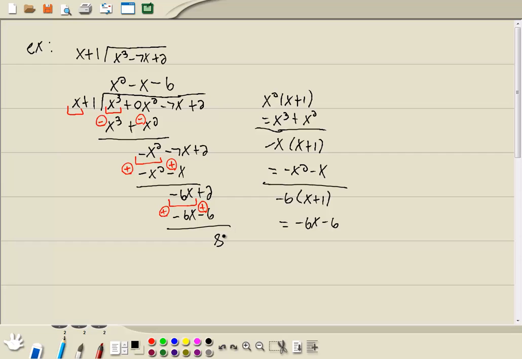Now the degree of this 8 is 0. Degree is the largest power of x. The degree of the x plus 1 is 1. When this degree is less than what you're dividing by, then this is always your remainder no matter what it looks like. So we're going to put the 8 over what we're dividing by. And that's our answer.